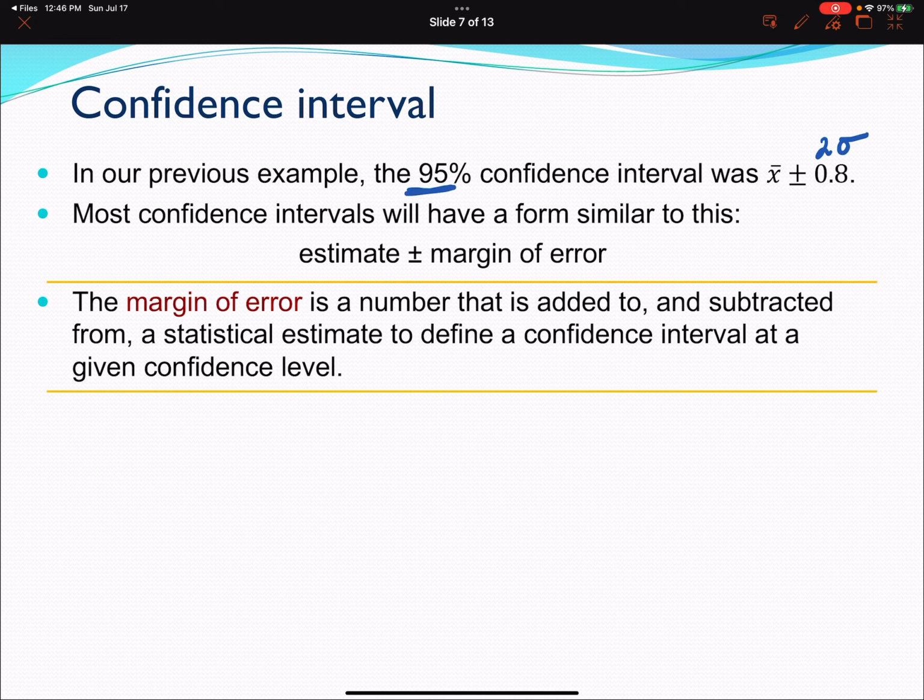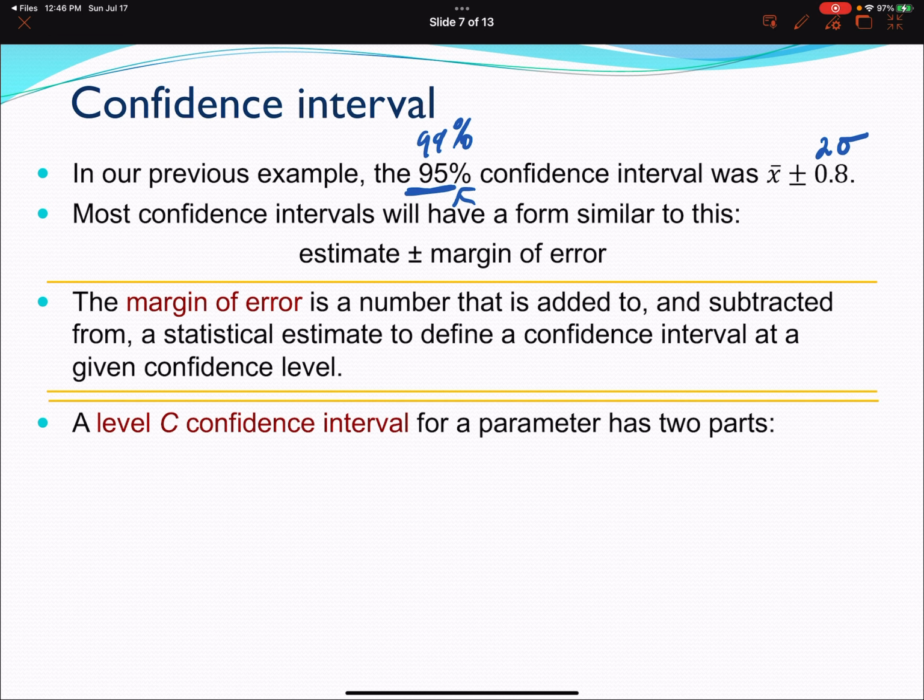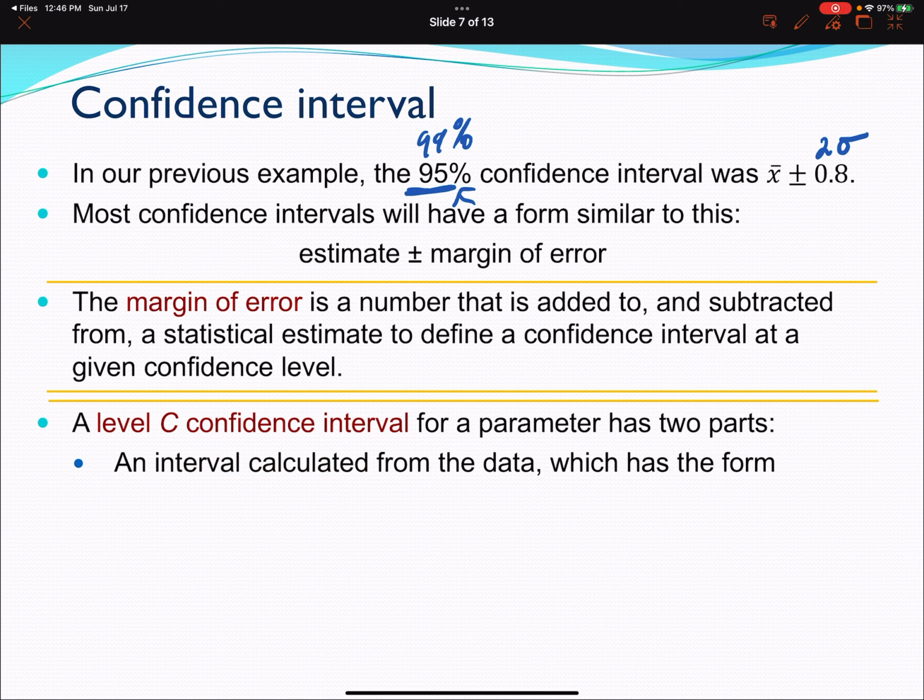So this was the 95% confidence interval. We could have done a 99%. I wouldn't recommend doing anything less than 95, like 90%. That doesn't typically feel good, like gut instinct wise.